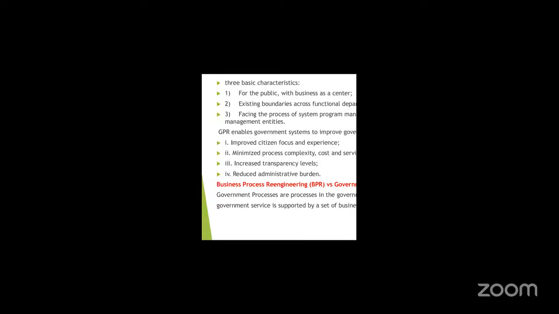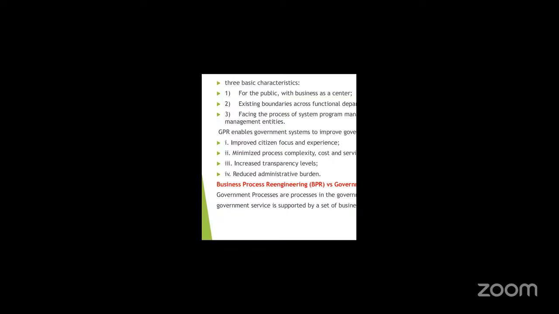What functions will be improved? First, it will improve the citizen-focused experience, minimize the process complexity, cost and service delivery time, increase the transparency level, and reduce the administrative burden. So this is how the GPR system helps the government system.